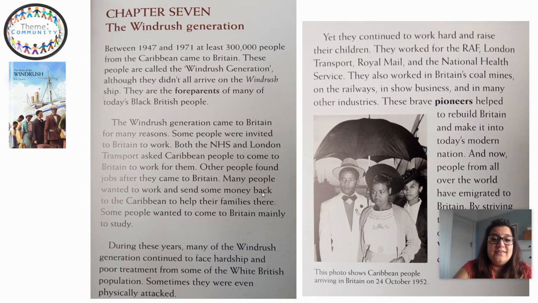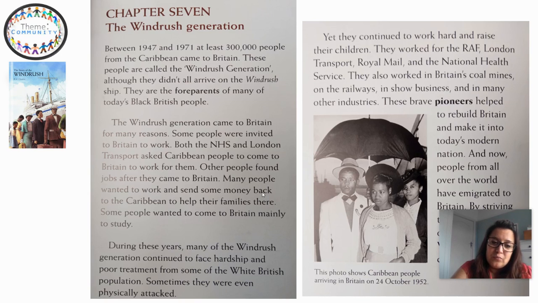Between 1947 and 1971, at least 300,000 people from the Caribbean came to Britain. These people were called the Windrush generation, and although they didn't all arrive on the Windrush ship, they were the foreparents of many of today's Black British people. By foreparents, what we mean is that lots of today's Black population, their parents, grandparents, aunts, uncles would have been the ones that first came over to Britain.